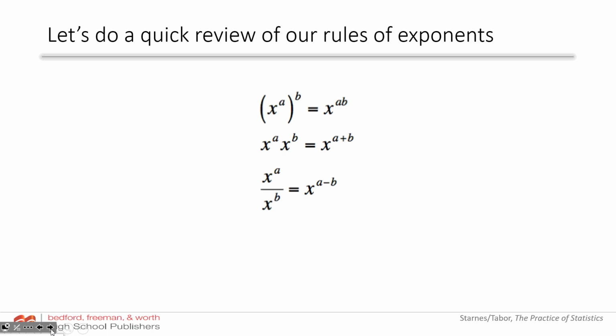So just quickly, if I'm simplifying expressions with exponents, the first rule here is our power to power rule. When you raise a power to a power, you multiply the exponents. The second rule is called the multiplication rule. When you multiply, you add the exponents. And the third rule is called the division rule. When you divide exponents, you subtract.